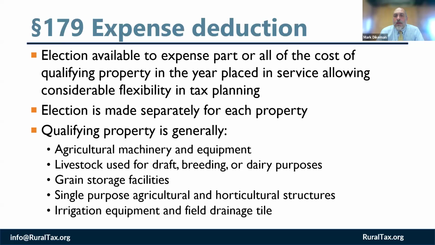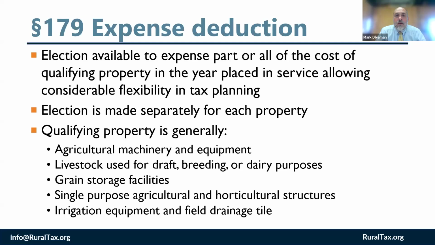Next big decision when it comes to depreciation is the 179 expense deduction. This Section 179 deduction is an election, and I can choose to expense part or all of qualifying property in the year that it's placed in service. This gives me a lot of flexibility when it comes to tax planning, because that election is basically from 0 to 100% in most cases. And I can make that election on a property by property basis.